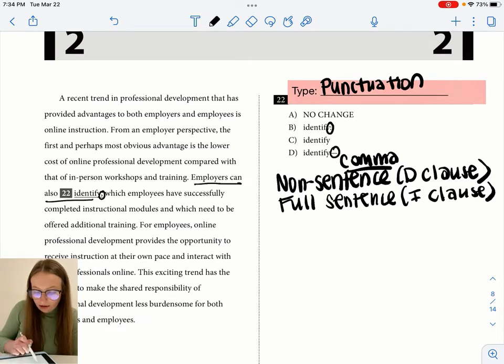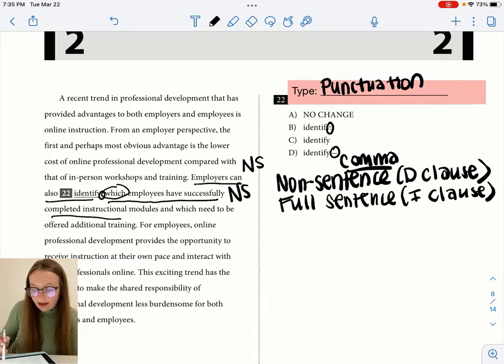So let's see what we end up having here. Employers can also identify is not a sentence. Identify what? Like it's an incomplete thing. So that's not a sentence. Which employees have successfully completed modules? Well, we can't start a sentence with the word which, so this is also not a sentence. So we can't use a comma because that separates a non-sentence and a sentence, and both of them are not sentences. So choice A is out.